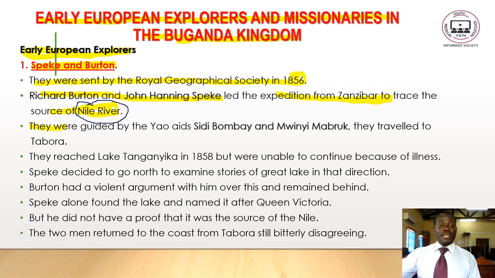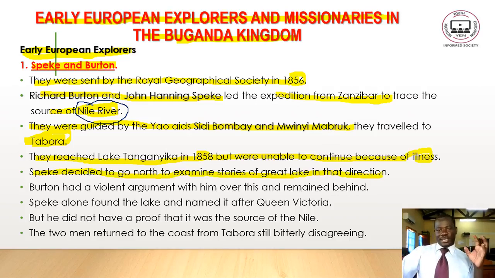Now, they were guided by Yao aides by the names Sidi Bombay and Mwinyi Mabruk. And they traveled all the way from Zanzibar to Tabora. They reached Lake Tanganyika in 1858, but were unable to continue because of illness. We are talking of Speke and Burton. Speke decided to go north to examine the stories of a Great Lake in that direction.